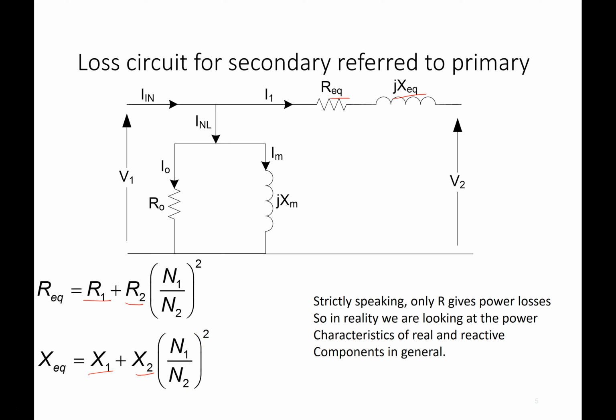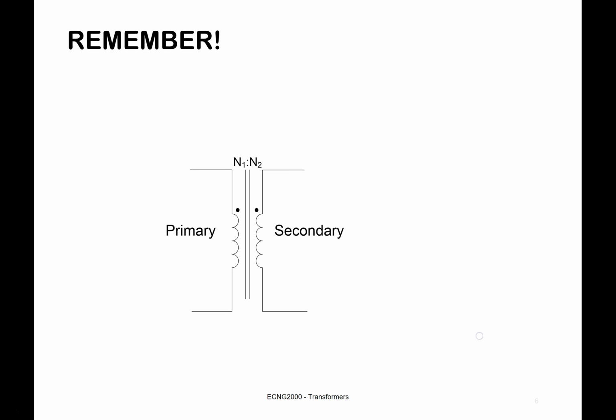Now, although we call these things losses, remember as we said in the previous video, only R really counts as the losses because this is the only place power is dissipated. The leakage parameters and the inductances contribute to voltage drops, and so that means not all the energy makes it to the secondary side, but the power is not strictly speaking lost. It just goes into the fields and then comes back out.